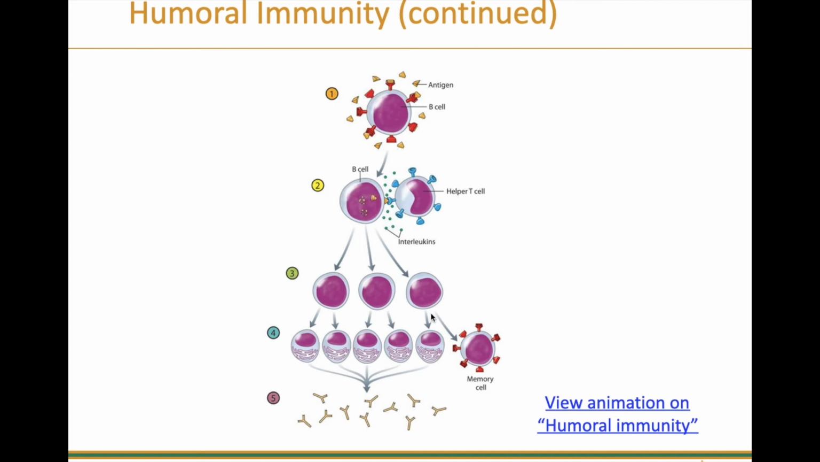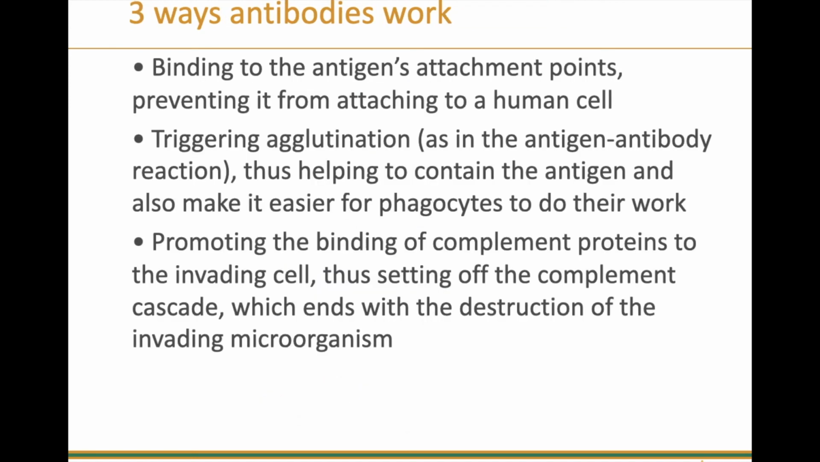Some of these clone B cells become effector B cells or memory B cells. Most become the plasma cells, and then the plasma cells are going to secrete large numbers of antibodies. And then those antibodies are going to bind to the antigen and stop it.